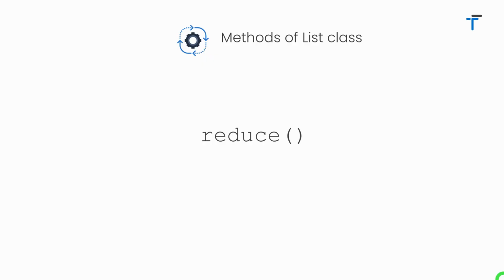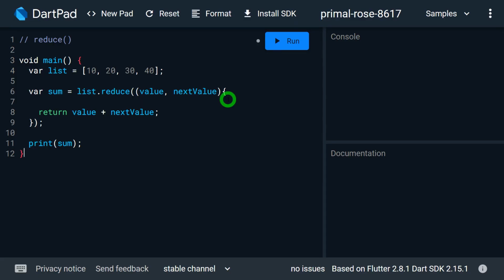Reduce method is used to obtain a single value that you will obtain by performing an operation on each and every element of your list. Consider this example. Here we have a list of elements 10, 20, 30 and 40. What I want to do is just perform addition of all these elements. So simply I can use a reduce method here.